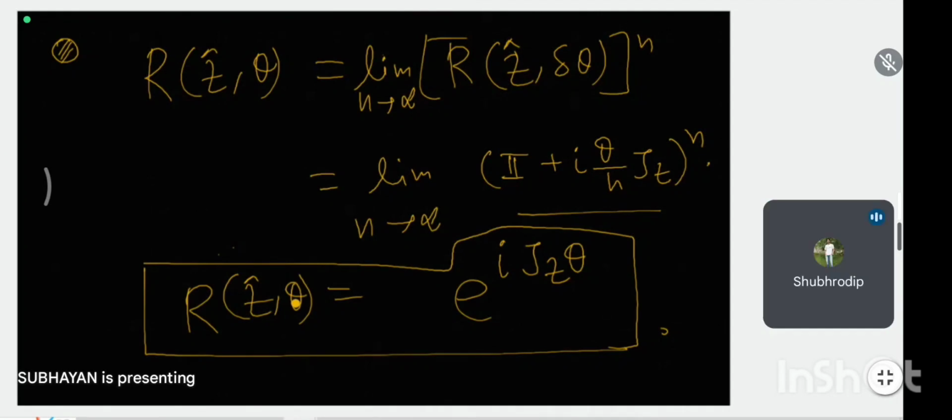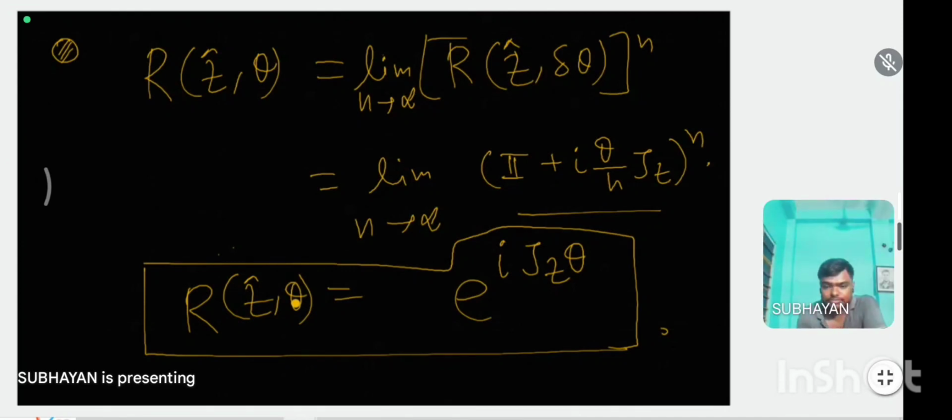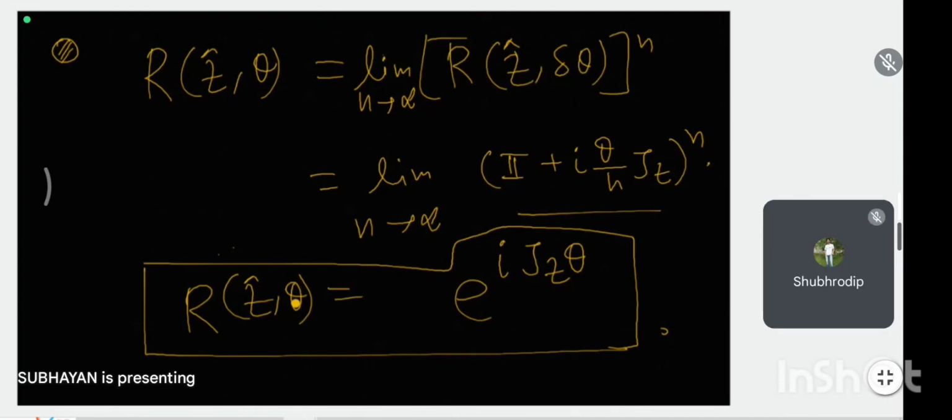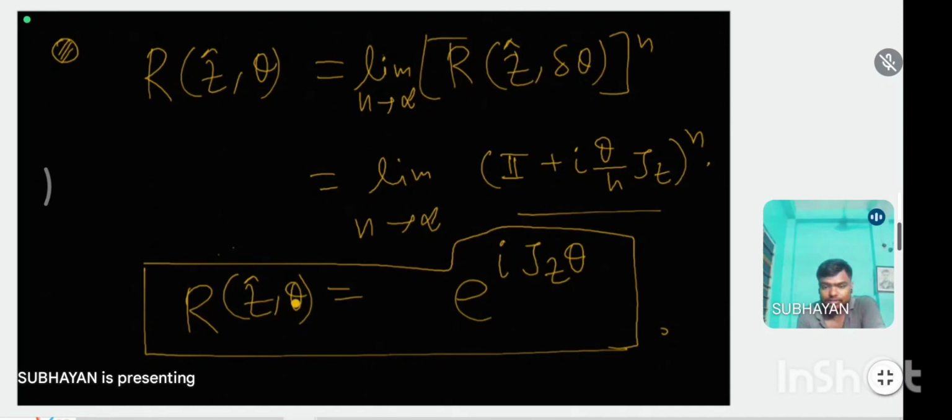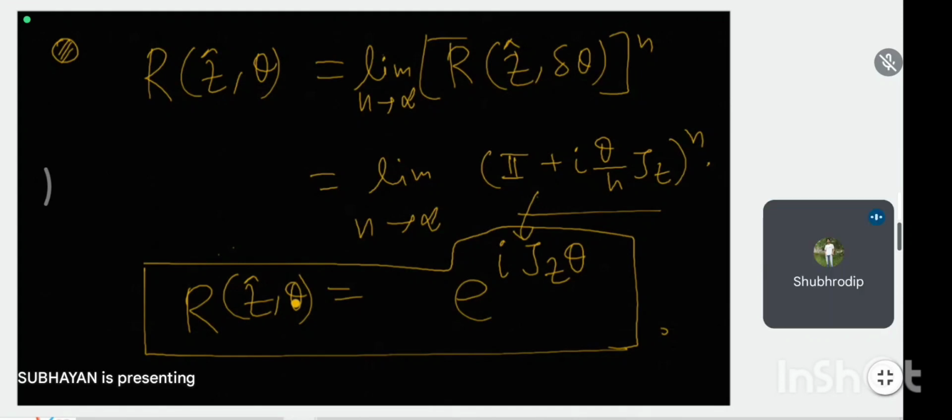Could you repeat this part once more? Which one? The e to the power I Jz part, yes. Actually, this is the known form of the exponential series. You can write this one as e to the power I z. Okay.